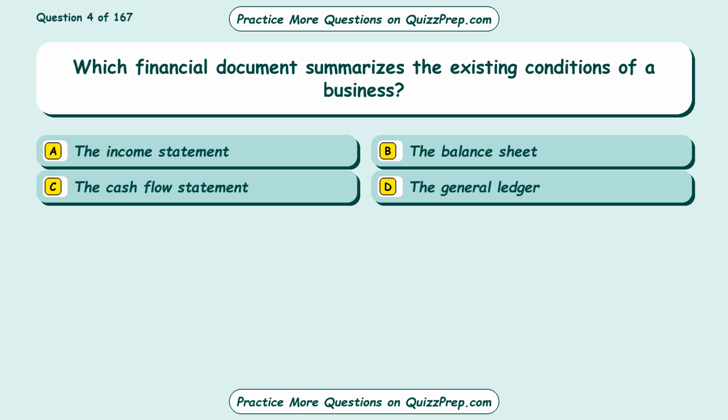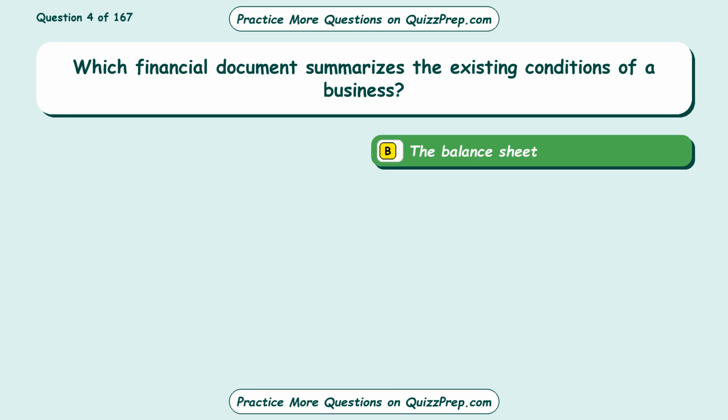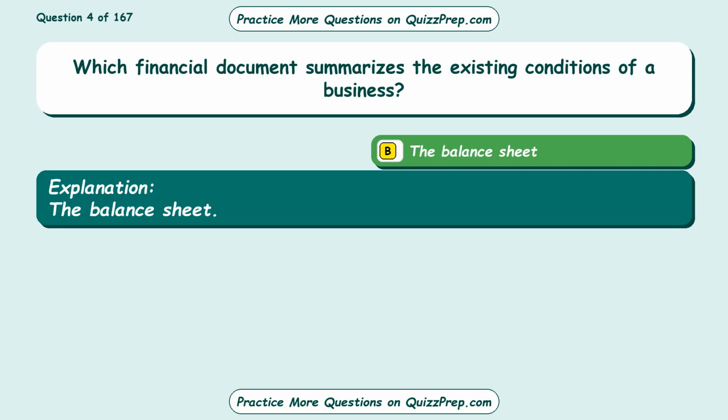Question 4. Which financial document summarizes the existing conditions of a business? Option A. The income statement. Option B. The balance sheet. Option C. The cash flow statement. Option D. The general ledger. The correct answer is option B. The balance sheet.